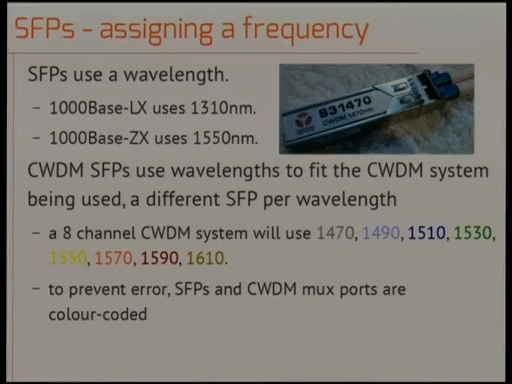Okay, so what do we drive one of these links with? We drive it with an SFP. Now I assume that everyone is familiar with a GBIC or an SFP. CWDM SFPs are slightly different, not that you can tell, they come in the same box. On the previous diagram you saw how we output at different wavelengths. So there is one SFP per wavelength.